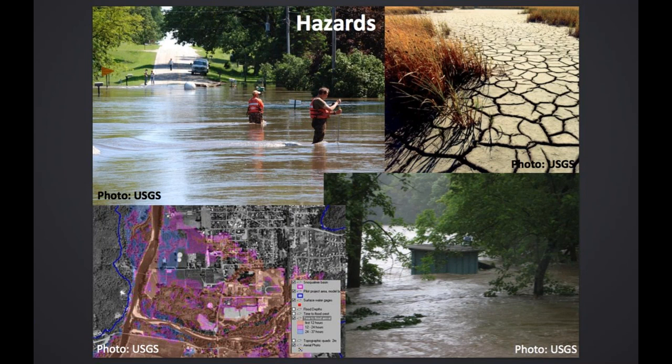It's used to look at hazards. It's really helpful to determine big flooding. You can see in the bottom left quadrant there, that's helping to look at vulnerability, for instance, of a city. Next slide.